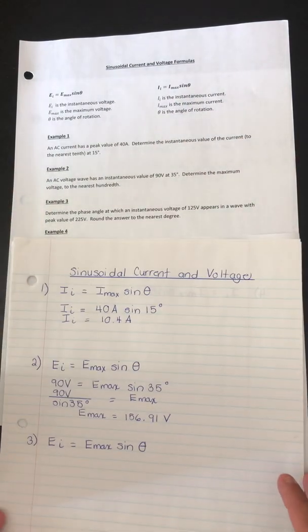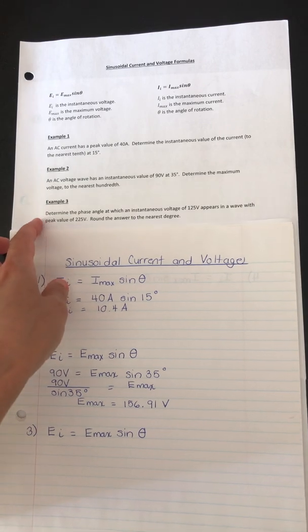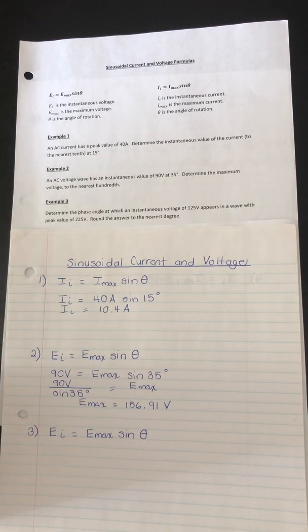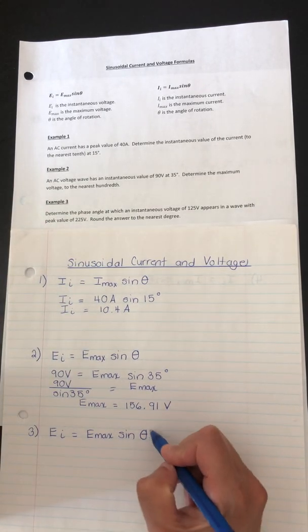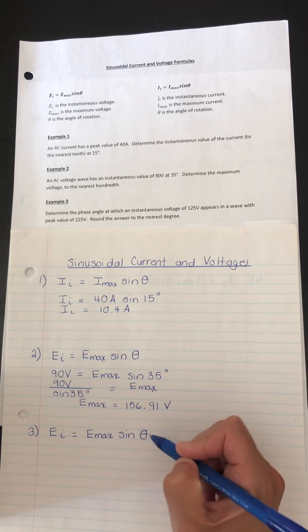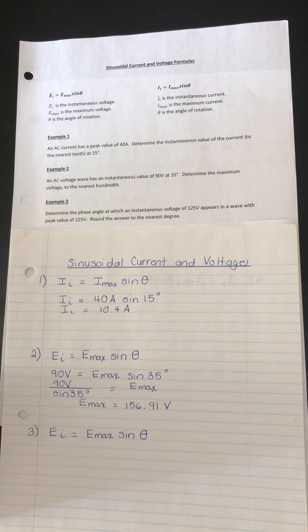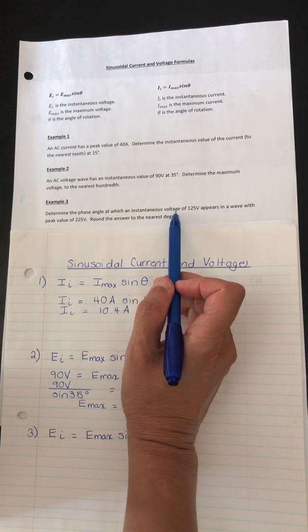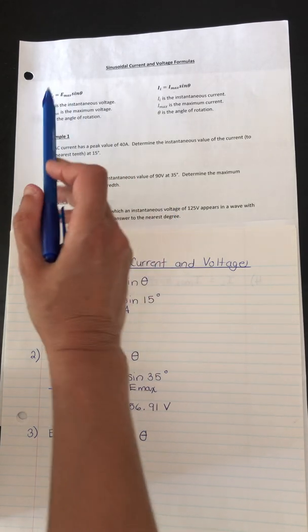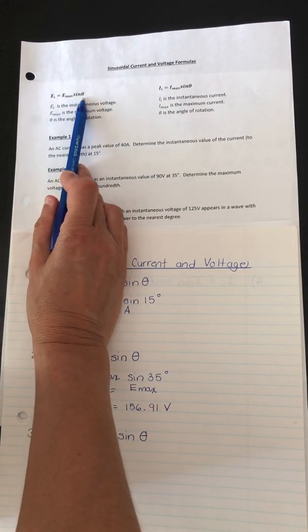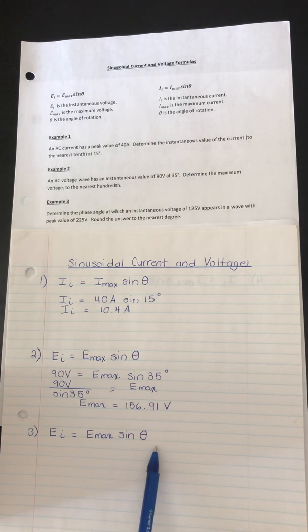Number 3 reads, determine the phase angle. So this time we're going to solve for the angle theta. Determine the phase angle at which an instantaneous voltage of 125 volts appears in a wave with a peak value of 225 volts. Okay, so again, as soon as we see voltage, we make sure we write down this equation here. So that's what I've got so far.